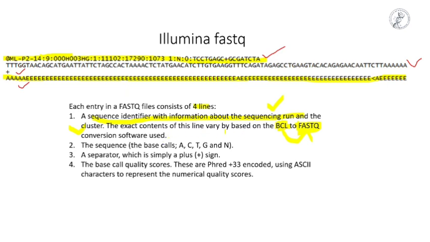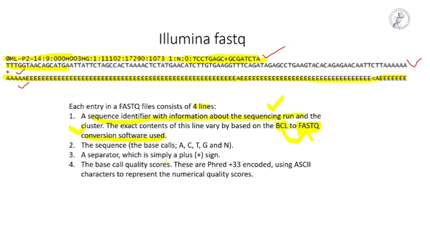The exact contents of this line vary based on the BCL to FASTQ conversion software used. So based on which software we use for the conversion of BCL to FASTQ, this line may vary. This line mainly tells about the technical details about the sequencing run, the machine, and which cluster it is. So purely technical things are listed in this header line. That is the first line where the sequencing information is present. The second line is the sequence itself.